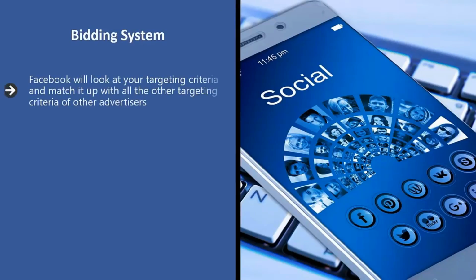Bidding system. Facebook will look at your targeting criteria and match it up with all the other targeting criteria of other advertisers. Once they find advertisers targeting the same type of people, they would then look at what is the maximum amount of money you're willing to spend for every click. These are then compared against other bids in a real-time auction that plays out every single second.